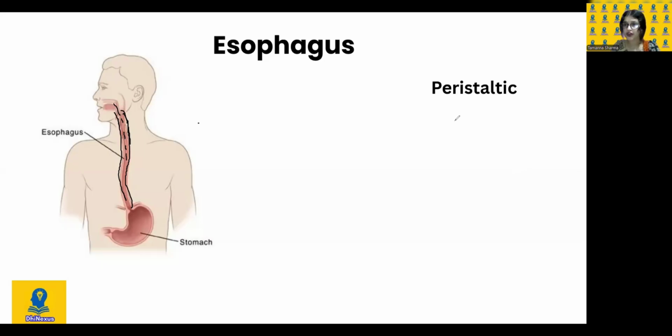The esophagus has muscles, and those muscles contract rhythmically, and when they contract, it helps to push the food downwards towards the stomach. The muscles of the esophagus contract and relax. When they contract, they push the food forward. Because of the contraction and relaxation, the food is able to pass down, and that is called peristaltic movement. I'll make you write it down so that it will be clear for you.